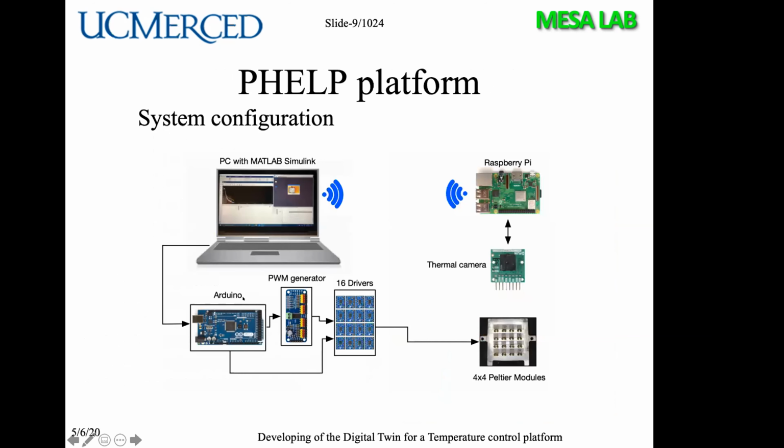So here is the system configuration, the computer connected to the Arduino. The Arduino send using digital ports the polarity of the voltage to the Peltier element to heat or cool depending of the control signal. The PWM generator receives the value of the frequency from the Arduino and send the PWM to the driver to generate the voltage that we need to send to the Peltier. This block, the camera and the Raspberry Pi connected with TCP/IP with the computer.